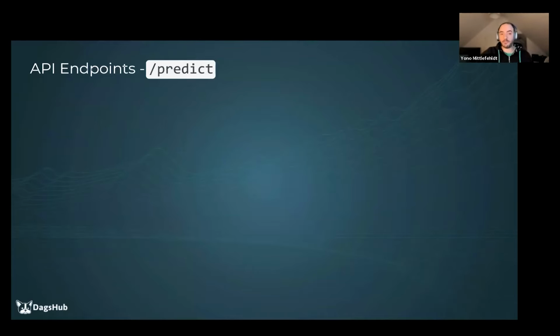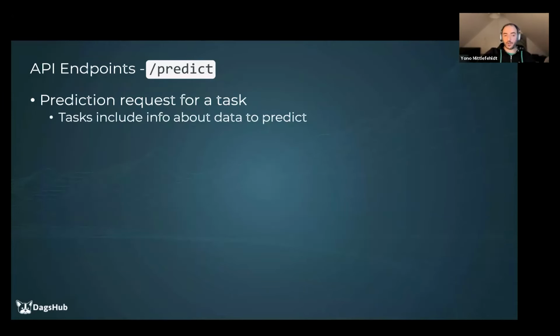And then, of course, predict. This is the important one, especially if you want to do prediction. This is how Label Studio requests predictions for tasks from your machine learning backend. Tasks, of course, as I mentioned earlier, include info about the data to predict. It does not send images or audio files as bytes to your machine learning backend. It sends links to files as repo URIs. These repo URIs can be easily converted into a URL from which you can then download the images or the audio data or whatever data you have. And I can show you how this is done in our example machine learning backend in a bit.